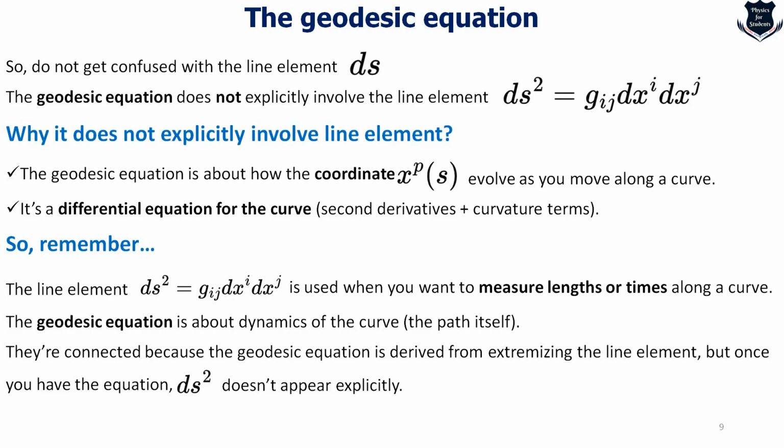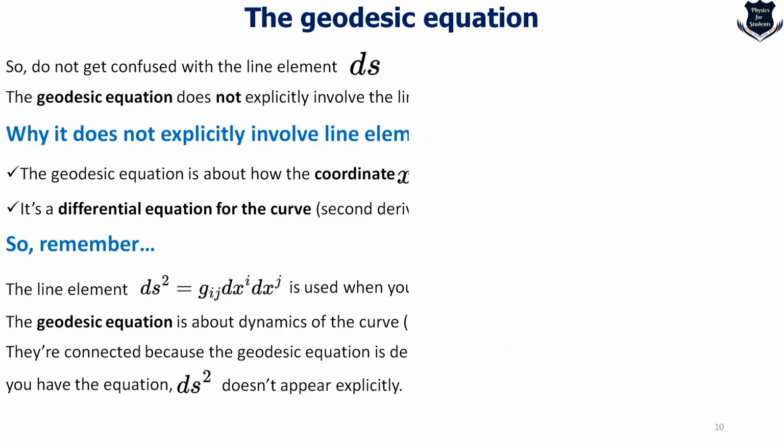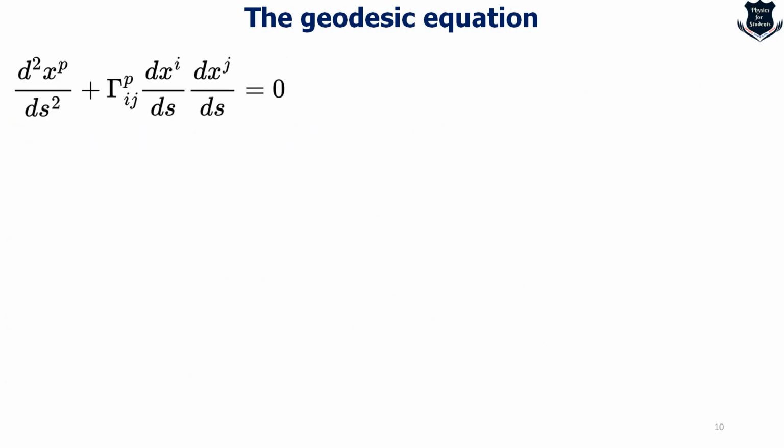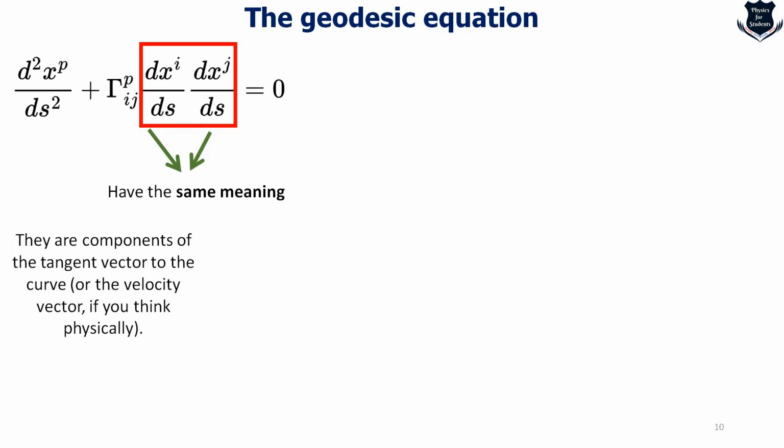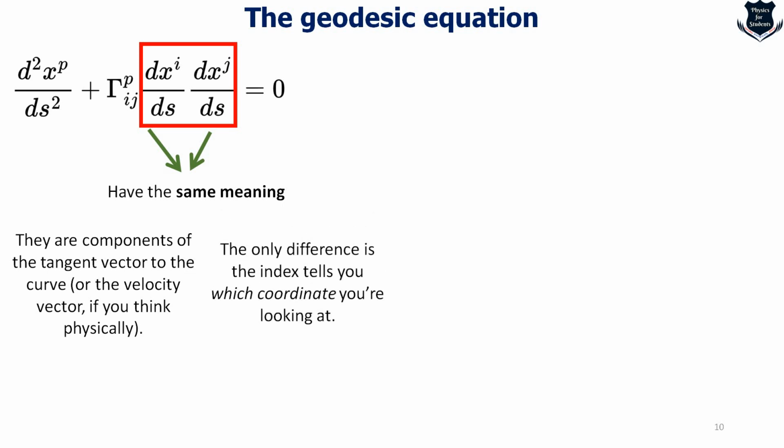So this is a point of note to give you an idea that this ds and the line element ds are not the same. So from here, if you again revisit the geodesic equation, we find both of these actually mean the same. What does it mean? That means that they are the components of the tangent vector to the curve, or the velocity vector if you think physically. So the only difference that you have got is the index, which tells you which coordinate you are looking at.